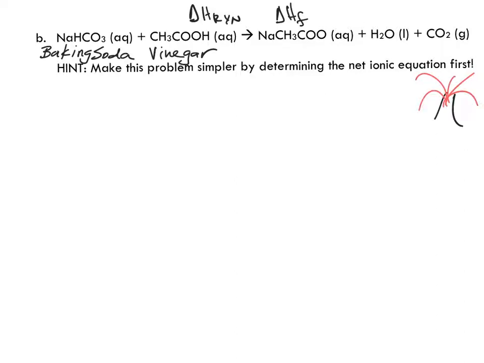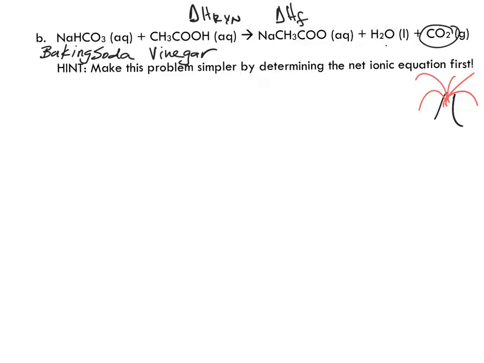It's a nice visual reaction. So the reason we can make a volcano out of this is because it produces carbon dioxide gas. It also makes sodium acetate and water.